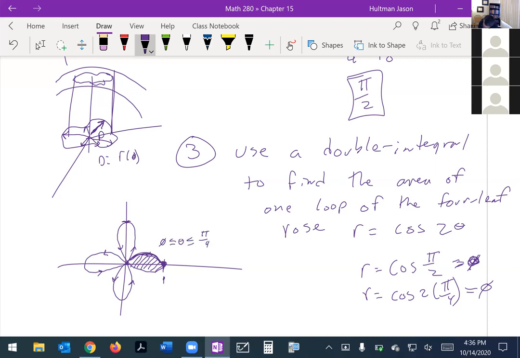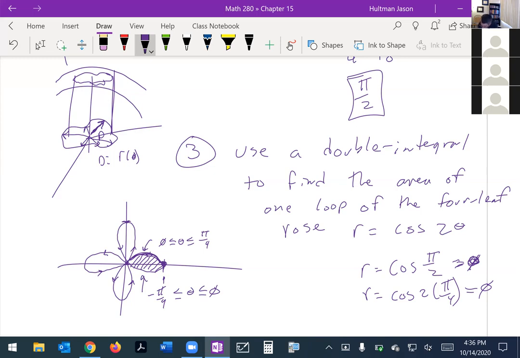to pi over 4. What's the bottom arc going to go from? Well, we could say that it goes from 7 pi over 4 to 2 pi if we wanted to. Or we could be kind of sneaky and say that this actually goes from negative pi over 4 to 0. That bottom one is negative pi over 4 to 0.